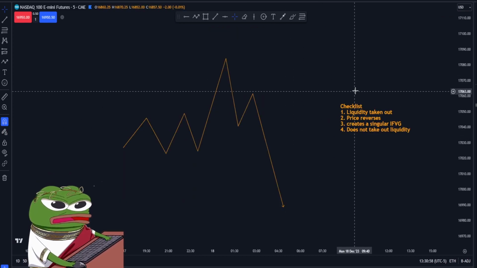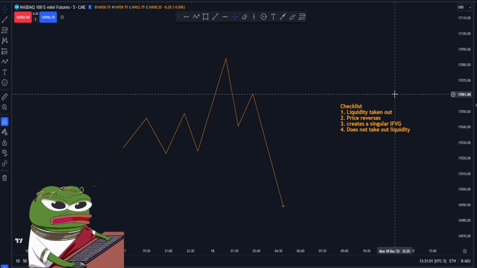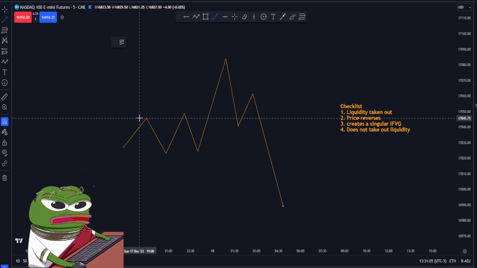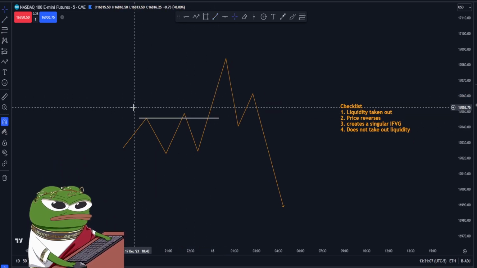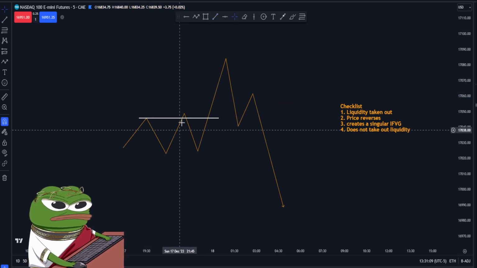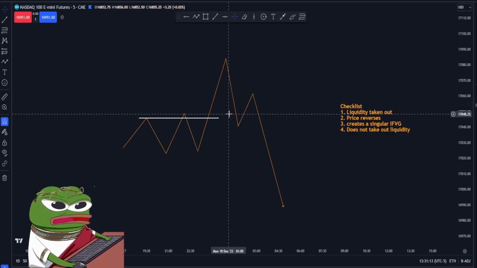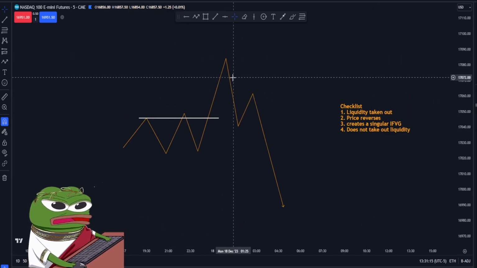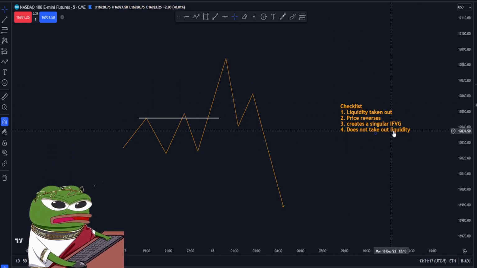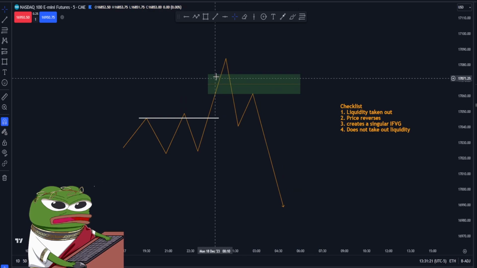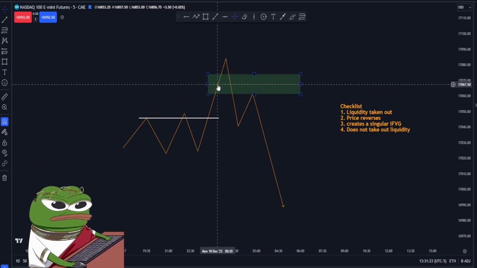So guys, this is the checklist for the 2024 model. What you're looking for is for liquidity to be taken out. So for example, we have these equal highs. You're waiting for the price to go above these equal highs, taking out this liquidity right here. Then you want the price to reverse and create a singular inverse fair value gap. Okay, so you want only one fair value gap here.